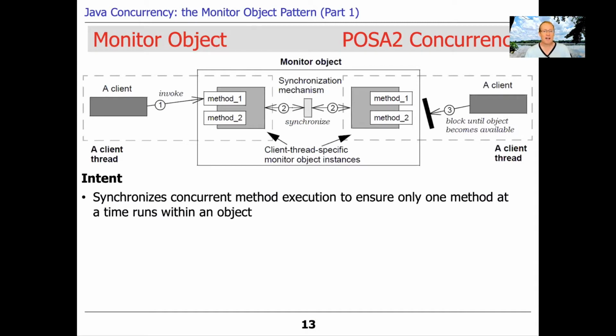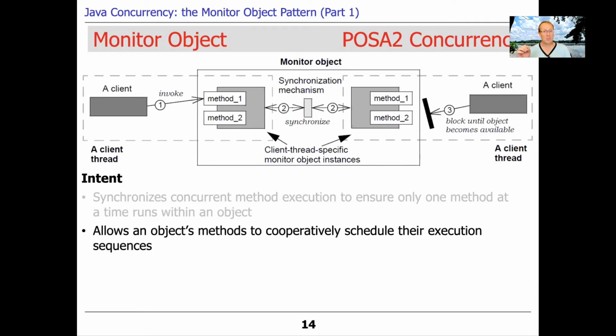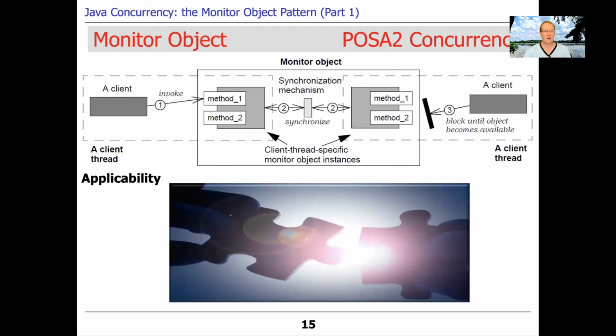The intent of this pattern is to synchronize concurrent method execution to ensure only one method at a time runs within a given object. And the other part of the intent is to allow the object's methods to cooperatively schedule their execution sequences. And we'll see how that's used with the condition objects to allow a thread or threads to wait when the queue is empty, as well as to allow a thread or threads to wait until the queue is not full.